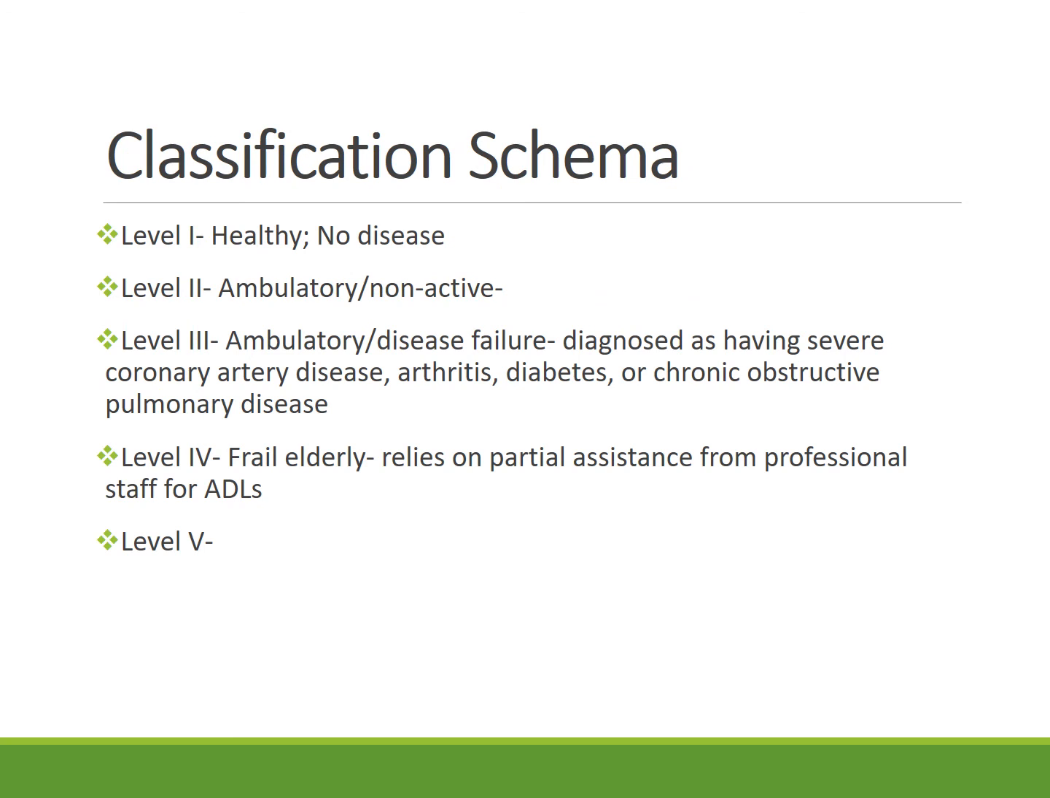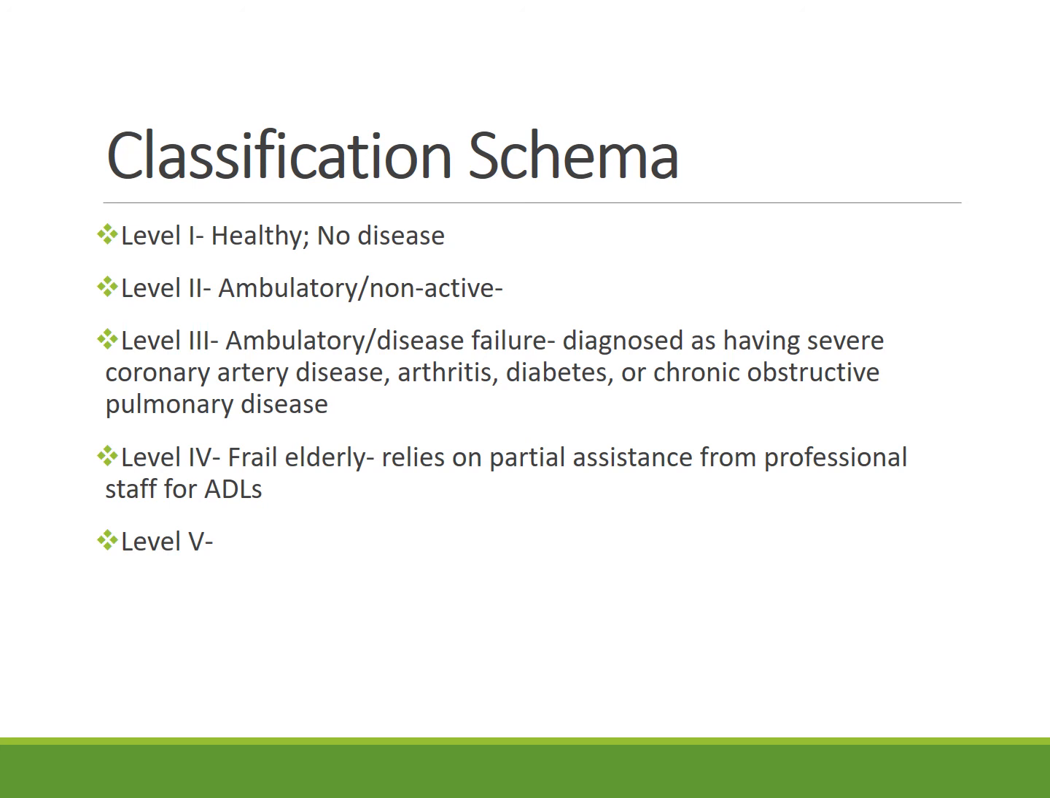When you're identifying your client, you also might want to use a classification schema just to identify where they are. So if they're level 1, they're considered healthy with no evidence of disease. If they're level 2, they're considered ambulatory, but they're not active. So they have no major medical problems to report, but they never participated in a structured exercise program, so you still want to kind of ease them in. And there's a level 3 where the person is ambulatory. They have some evidence of disease failure. They've been diagnosed perhaps with severe coronary artery disease or arthritis. Let's say they could have diabetes or chronic obstructive pulmonary disease.